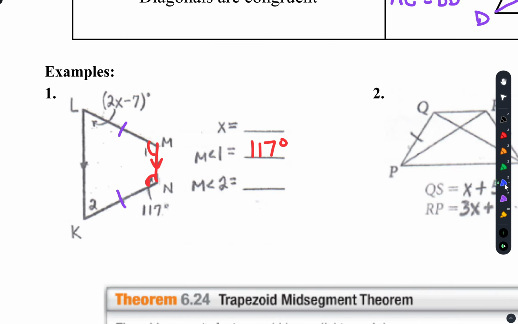Same thing over here. If this is my base, my two base angles are going to be congruent. However, I don't know what either one of those is. How are we going to figure out what one of those angles is? Let's say angle 2. How am I going to figure out what angle 2 is? Any ideas? Gabby?